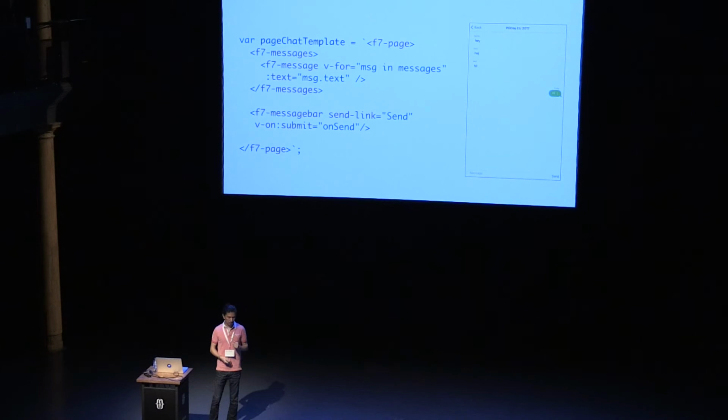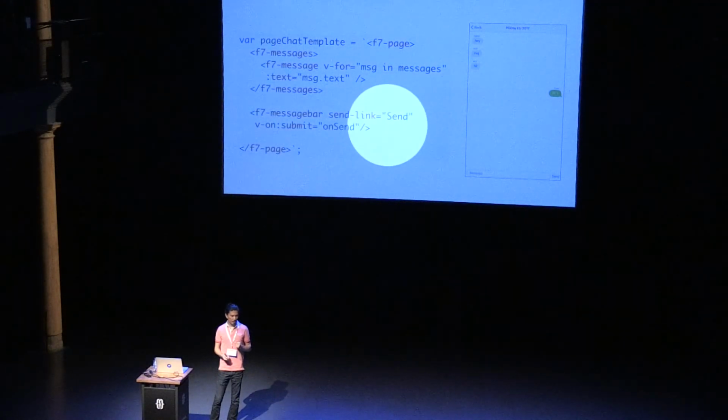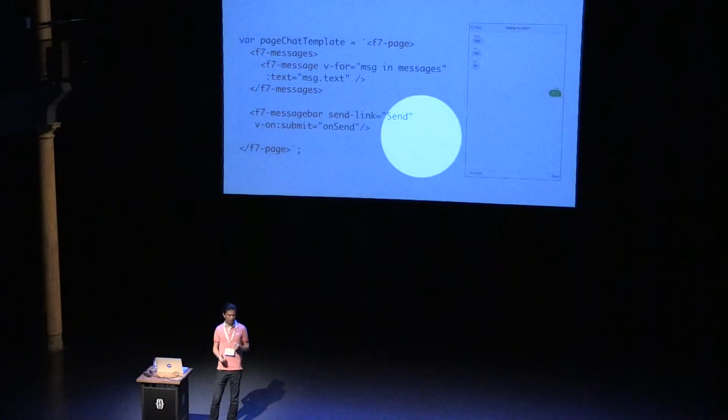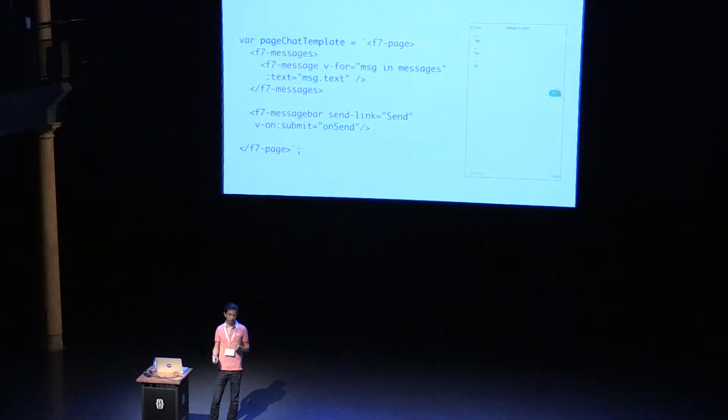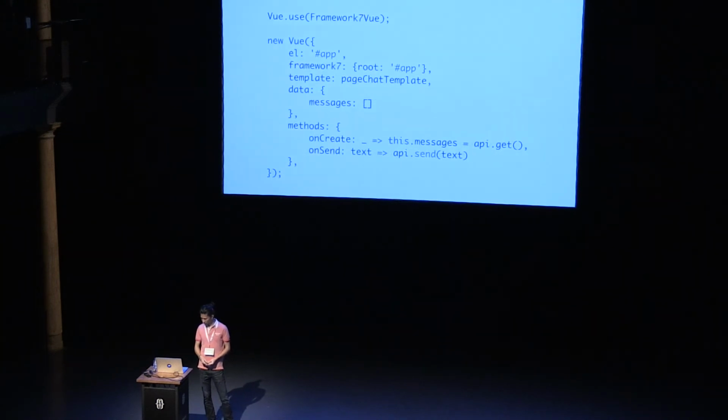And obviously on the bottom, we have this Framework7 message bar component, and this creates the input that you can see down here and the send button. So that's no rocket science at all, but it's very easy to do. All right, now that we have our markup, we need to initialize everything.